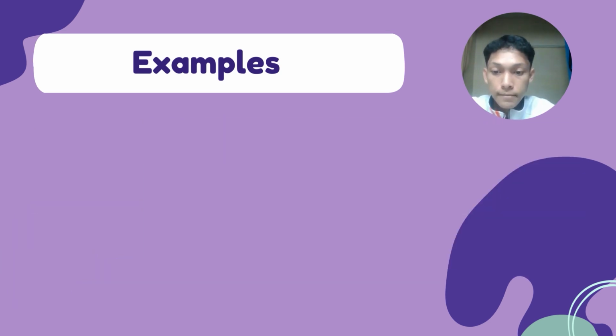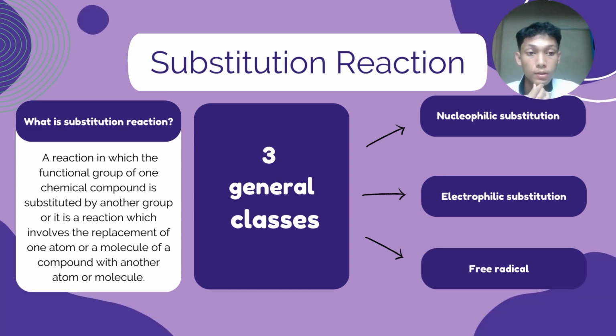Alright, next we're going to take a look at the last reaction, which is the substitution reaction. The definition of a substitution reaction is a reaction in which the functional group of one chemical compound is substituted by another group, or a reaction which involves the replacement of one atom or molecule of a compound with another atom or molecule. So in a substitution reaction, we simply substitute an atom or molecule with an atom or molecule from another compound. We can obtain many functional groups this way. For example, we can obtain haloalkane from alkane using substitution reactions.